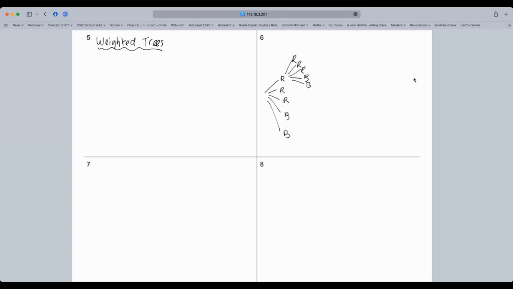Okay, so you don't need it if it's even, like heads and tails, because that's 50-50, or if it was like a six-sided die or something like that. But otherwise, you can use what's called a weighted tree.